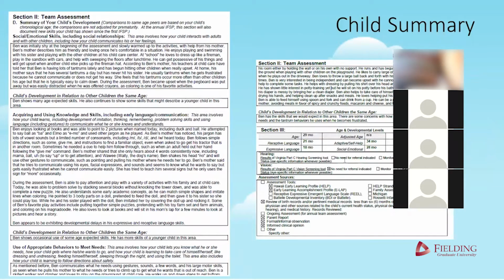And so this is kind of their response back, their feedback back in the 3 OSEP indicators. And it gives you a better idea. I might say at school, he loves to dress up like a fireman, play in the sandbox with cars, and help with sweeping floors after lunchtime. He can get possessive of things and will get upset when another child picks up the fireman hat.